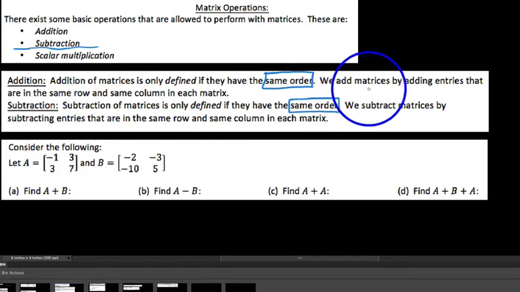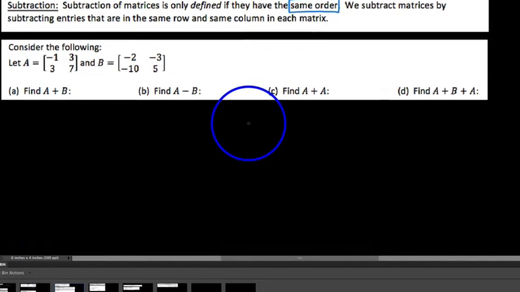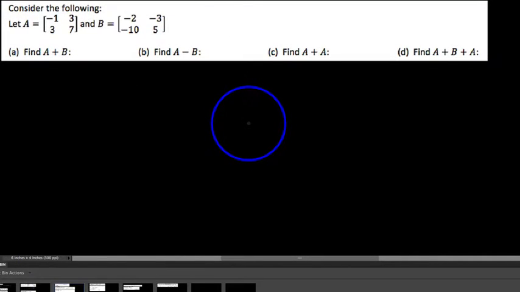We add matrices by adding entries that are in the same row and the same column in each matrix, and likewise we subtract matrices by subtracting entries that are in the same row and the same column in each matrix. So what we're going to do is look at a few expressions down here in which we'll use the same A and B matrices that I've given up here. Looks like we have a couple of matrices. Let's go ahead and write their orders in the bottom right hand corner.